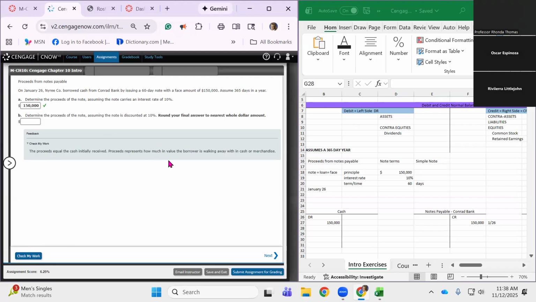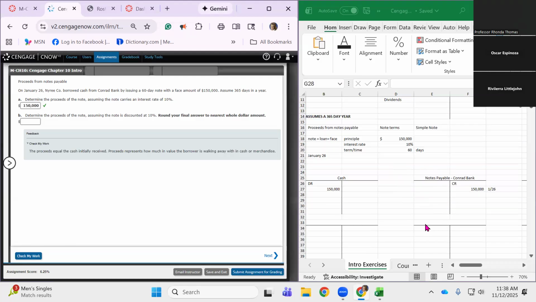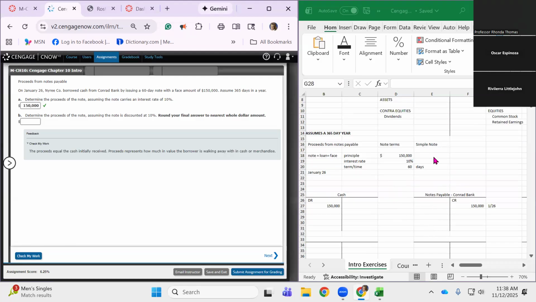Okay. Now, if this was a discounted note, all right. So they're trying to show the difference between a simple note and a discounted note. All right, so this is something to understand. So once again, this is simple. So next to it, I'm going to put discounted note. Let me put discounted note here. And I'll put this above here, simple, so we know which one's which.